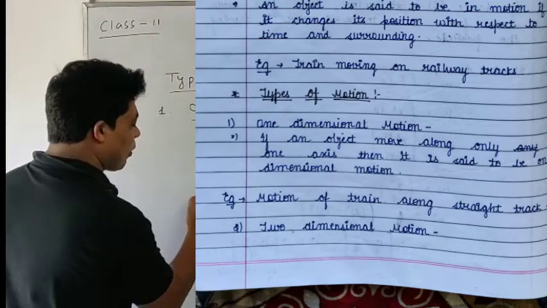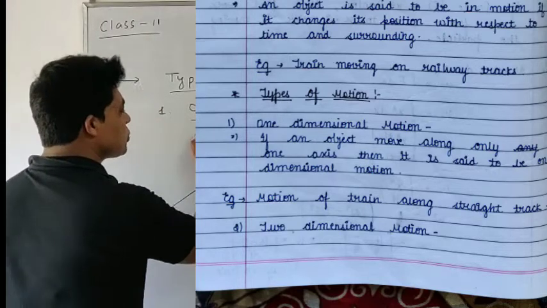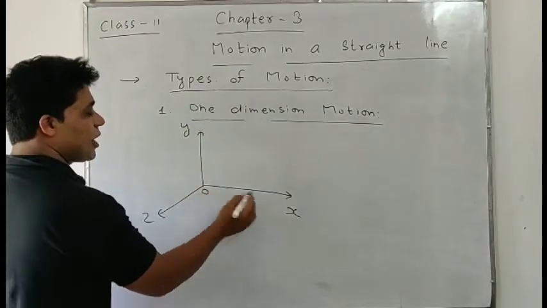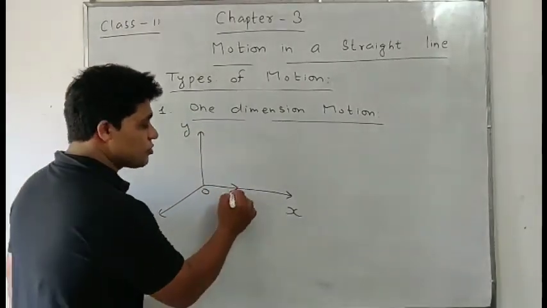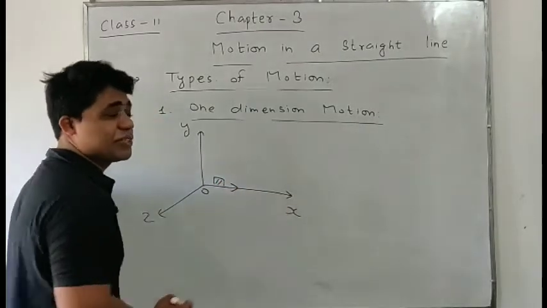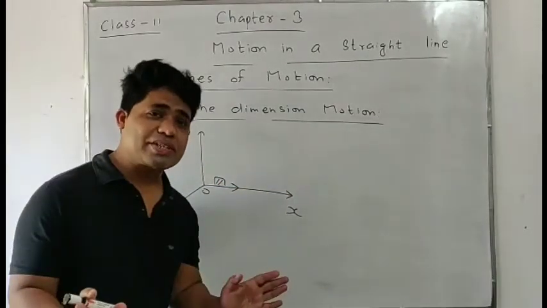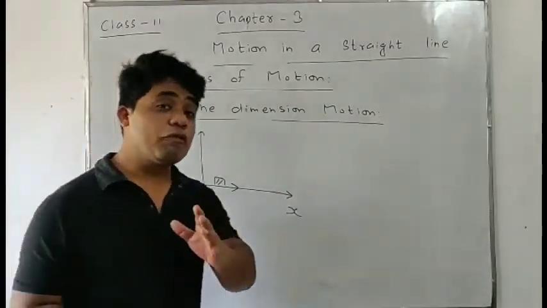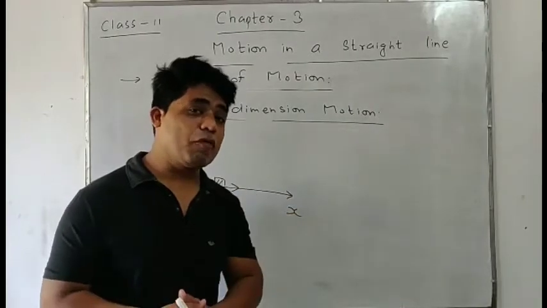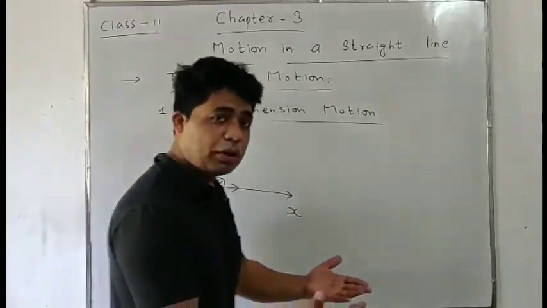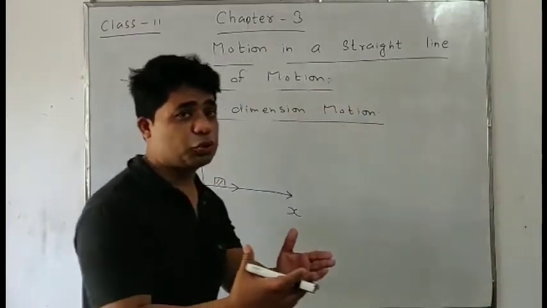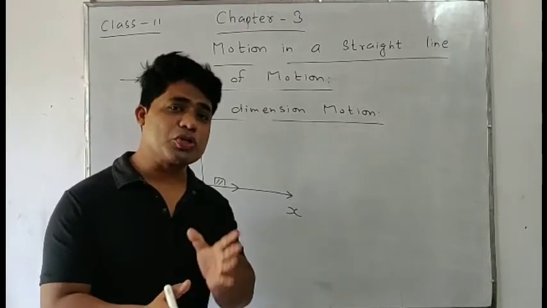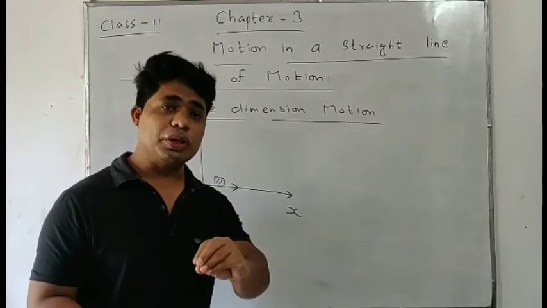When an object executes its motion only along one axis, these are the 3 axes, X, Y, Z. Suppose an object is traveling along the X axis, along a single axis, such motion is said to be one-dimensional motion. The motion of a train on a track is also an example of one-dimensional motion. When I walk, that is also an example of one-dimensional motion.